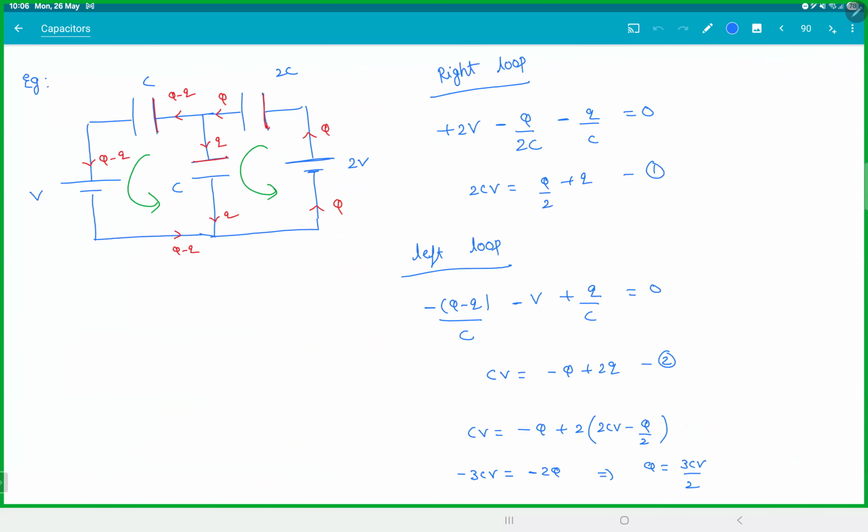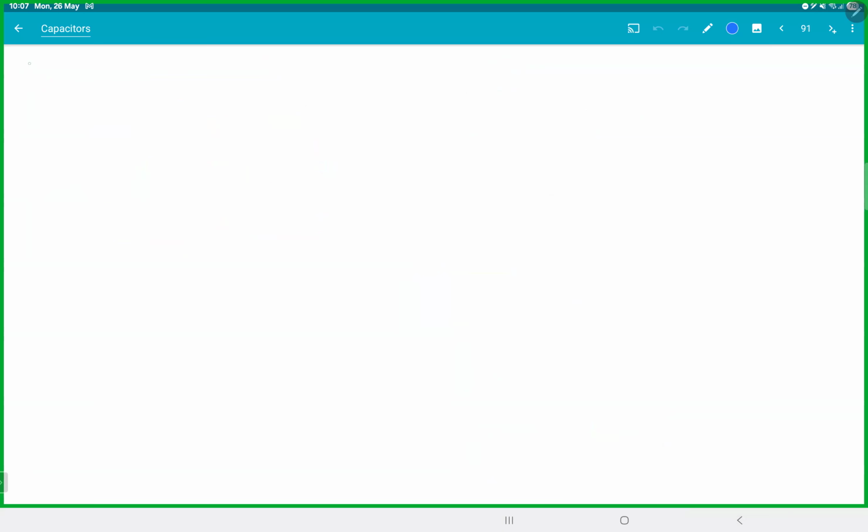Clear? I don't like this method. The reason, you can clearly see, is that you just need to goof up one sign, one term, something here or there, and the whole thing will go for a toss. So if you just want to find currents or charges, junction law is the best. This has its own uses, though. Clear with this? Now let me give you one more example. You guys find the equations, so that we get used to the equations.